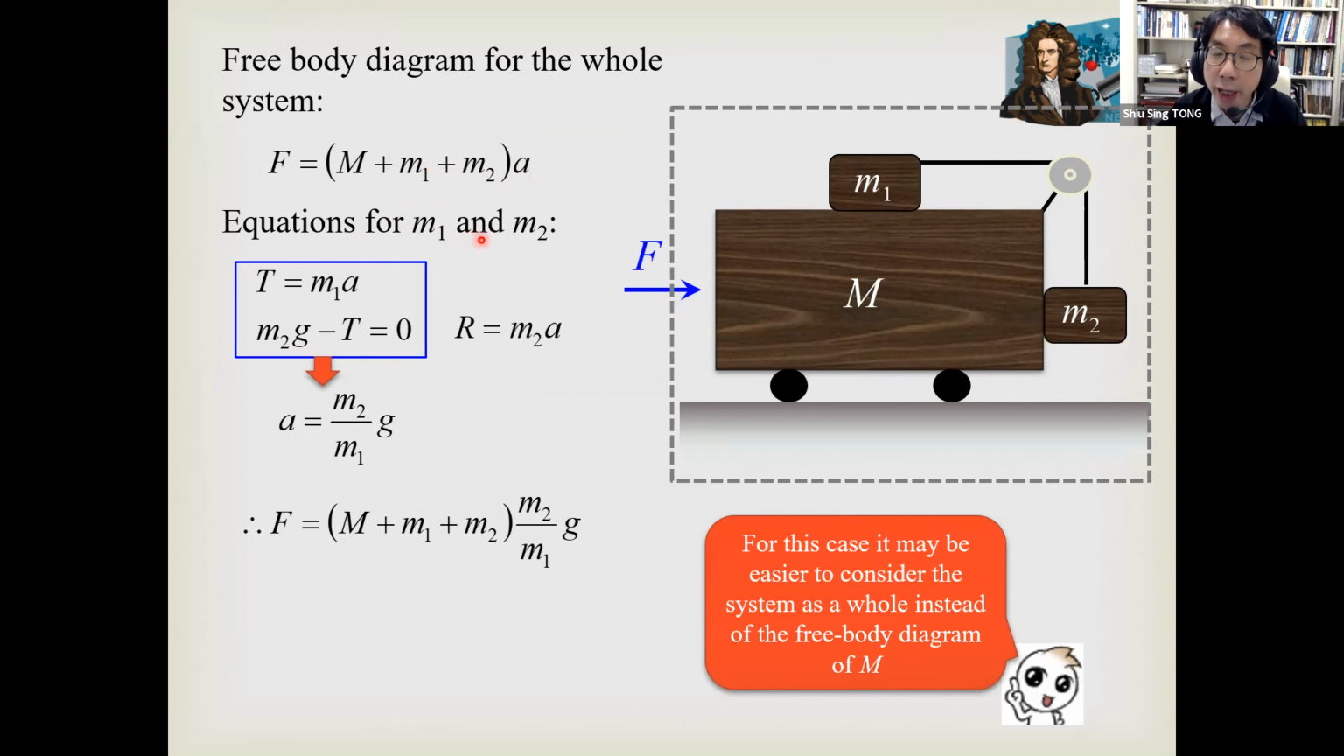Now for the equations of m1 and m2. For m1, I have this equation, tension equal to m1a. For the vertical balancing of m2, I have m2g equal to T, right? So from these two equations, I can easily solve for the acceleration. The acceleration is m2 over m1 times g. So I can put this acceleration back into this equation, and I find the horizontal force needed such that the three objects will move together without any relative motion. And that is given by this value.